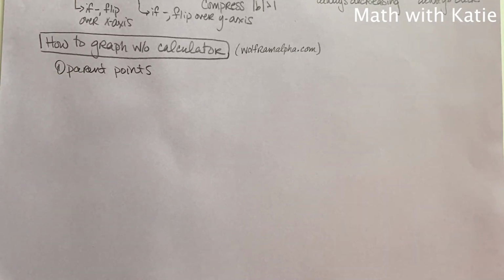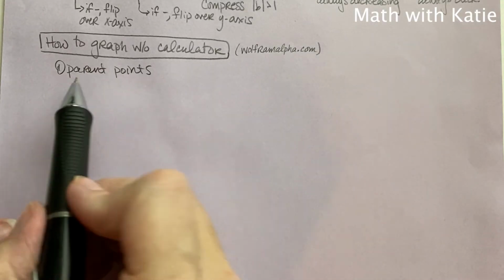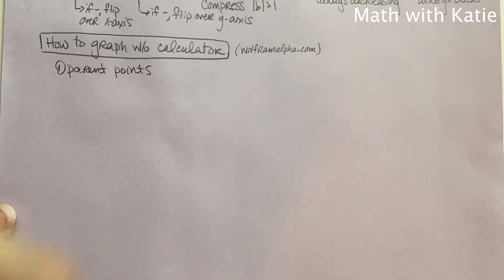But for these functions, your parent points are largely going to depend on the base. So if it's base 2, obviously your parent points are going to be 0, 1, and then 2, and then 4, because 2 to the power of 1 is 2, 2 to the power of 2 is 4. But we'll go over an example here in a second. So let's just get through the rules. So first, find your parent points.